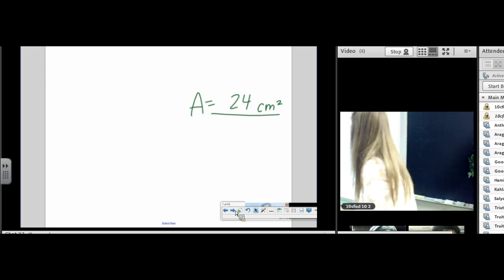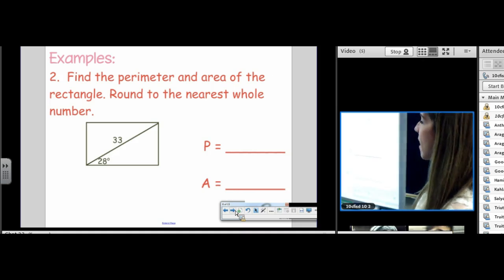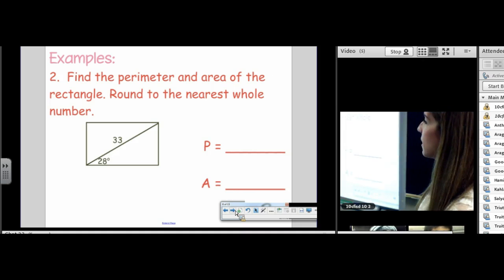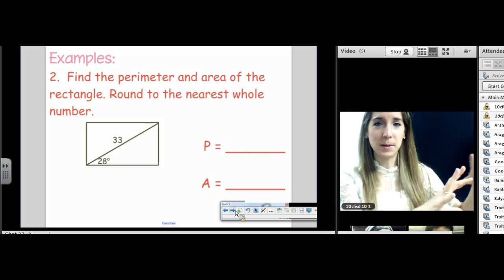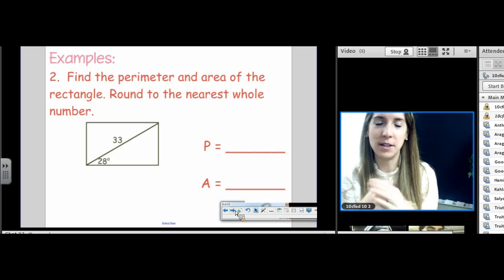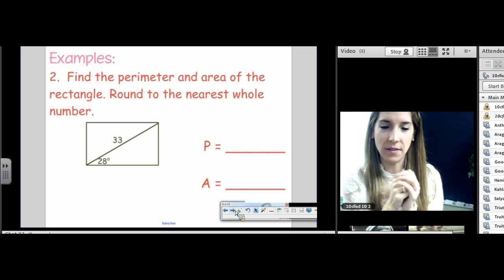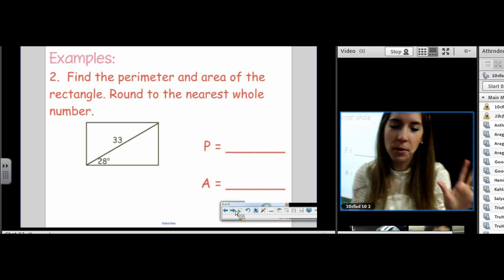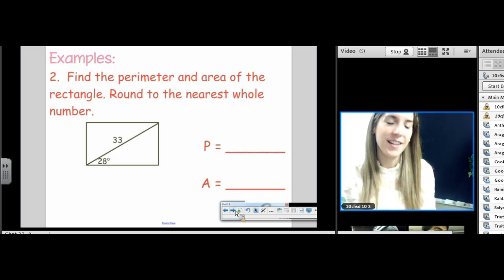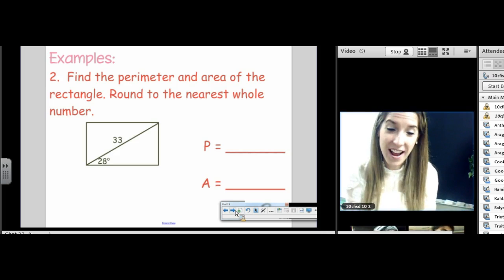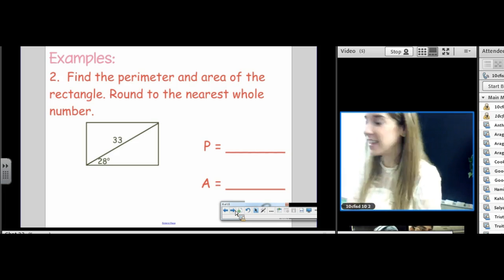Okay. Next one, find the perimeter and area of the rectangle. Round to the nearest whole number. Now, I promised you I would take this from middle school math to high school math, and we're totally doing that in this problem right here. I'm going to give you some time to think about it. I will give you a one-word hint. What's my one-word hint? Trig. Oh, Karthik said sine, but I'm saying trig. You're going to have to use trigonometry. Oh my gosh, it's been a while.